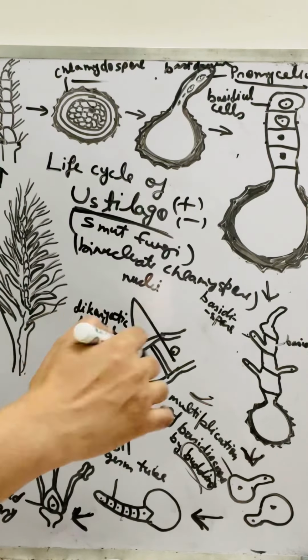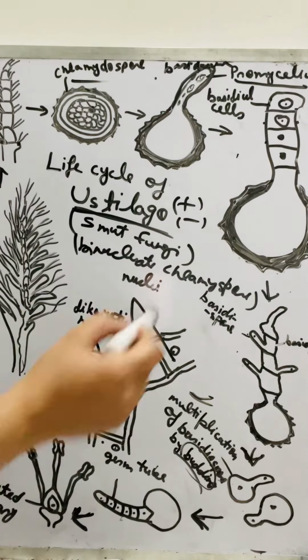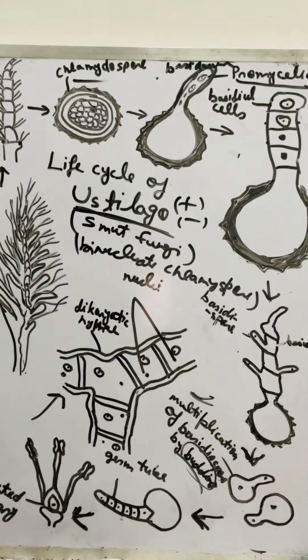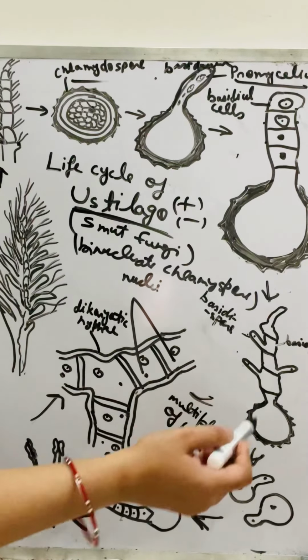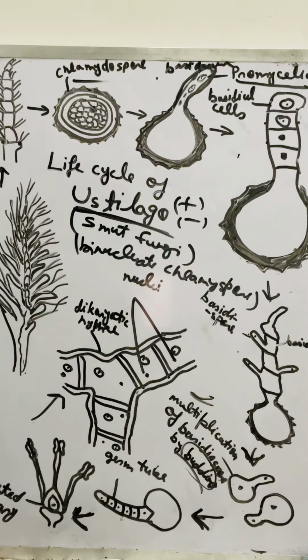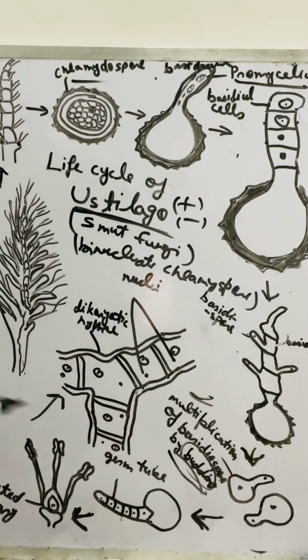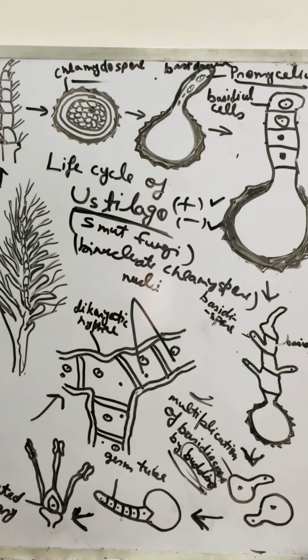The basidium cell further divides into 4 haploid cells. Each haploid cell has an individual nucleus, and they multiply by the process of budding, so 4 basidiospore cells are formed. The basidiospores are thin-walled, uninucleate and oval in structure, and they are formed by budding. How does the basidiospore germinate? The haploid basidiospore germinates into a monokaryotic mycelium, and these mycelia will be positive and negative strains.